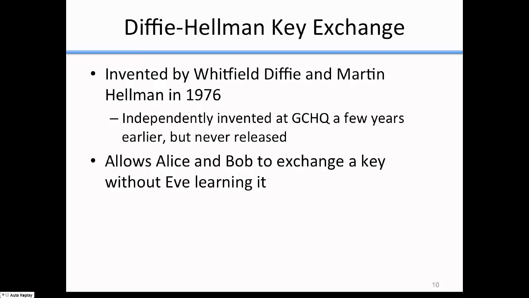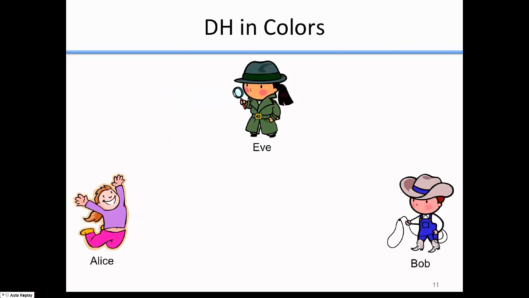What the Diffie-Hellman key exchange allows is for Alice and Bob to exchange a key without Eve learning it. So that's important, and let's see how this works. Diffie-Hellman is based on some complex mathematics, not too complex, and we'll look at them later in this talk.